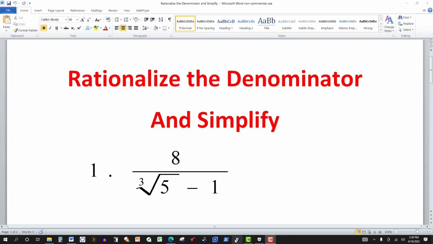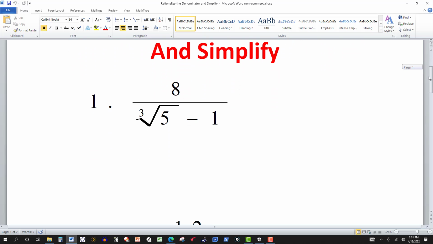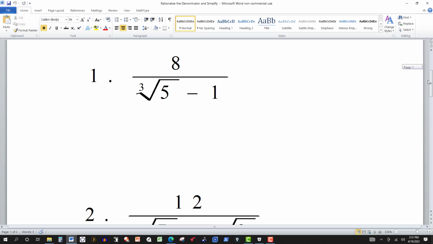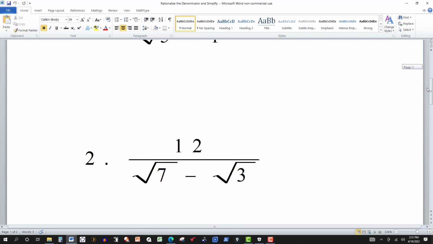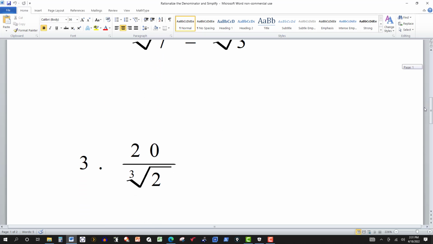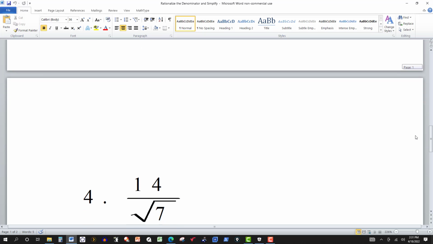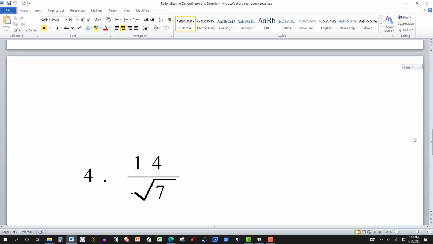In this video, we have some radical expressions to rationalize the denominator and to simplify. This is the main one here, but I want you to look at the more basic ones first before you tackle this one. You can pause the video as I go through this. Okay, so again, you can pause the video as we go if you want to try it on your own.